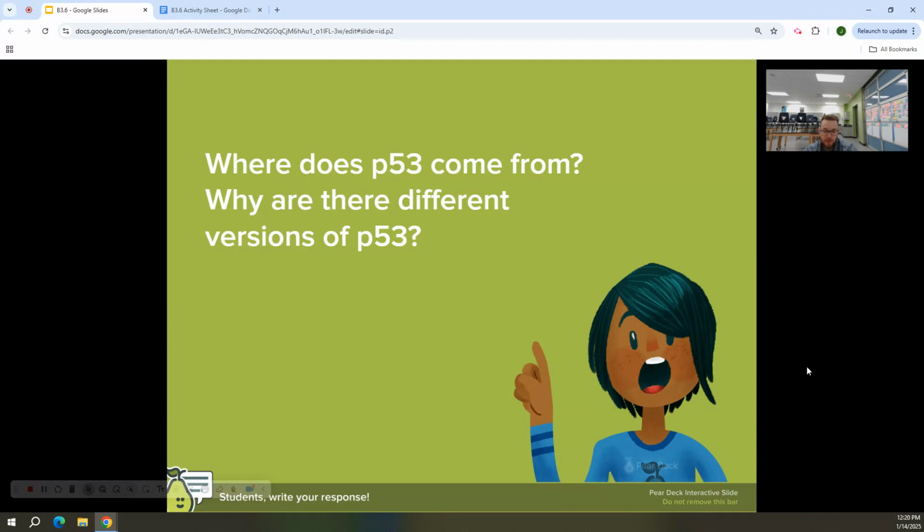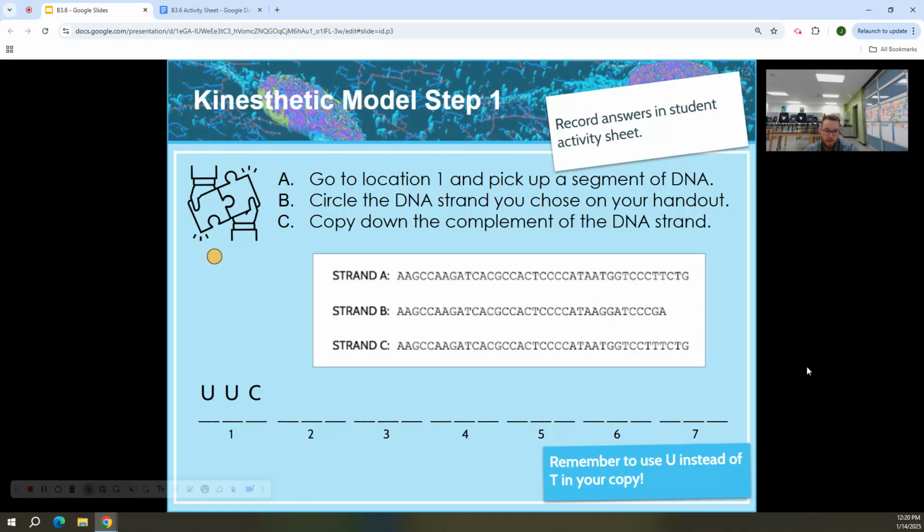Okay, coming back, we should have some good ideas about where P53 is coming from, how we make it, and why I don't just have one version of P53. Okay, so now in this lesson, we're going to be doing a kinesthetic model, and it's got a couple of different steps. Kinesthetic means you're actually moving, right? If I'm doing kinesthetics, that's me moving. So this is just a fancy way of saying you're going to do a model where you get up and move around the room. Okay, so around the room, there's going to be different locations.